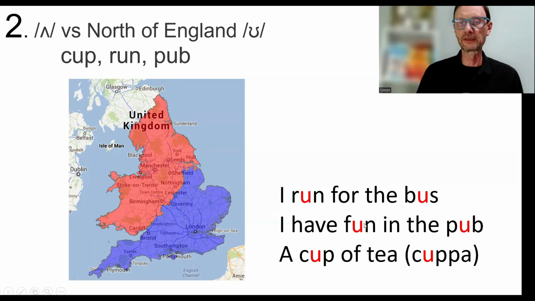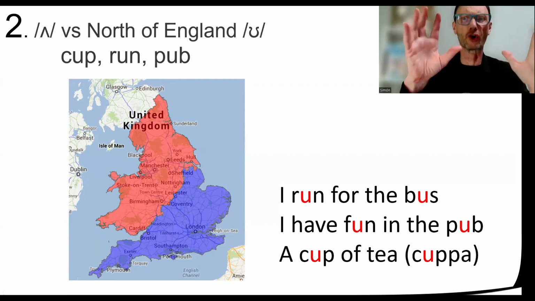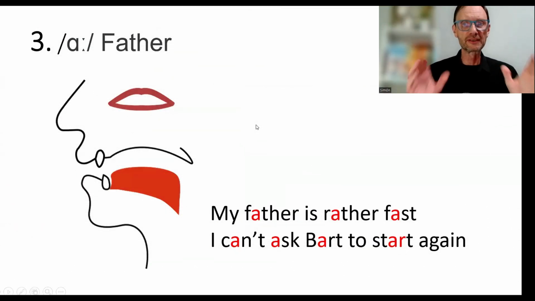Cuppa, a cuppa. Whereas in standard Southern British English, and in fact in the blue area, we would say, I run for the bus, I have fun in the pub, a cup of tea, a cuppa. So it's very important to distinguish yourself from the people in the north of England. Now, the third vowel or phoneme that you need to speak perfect Southern British English is R.